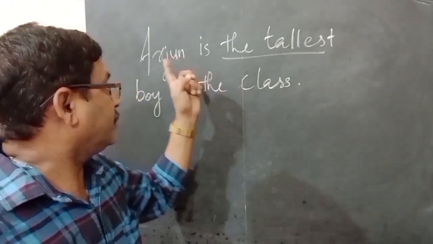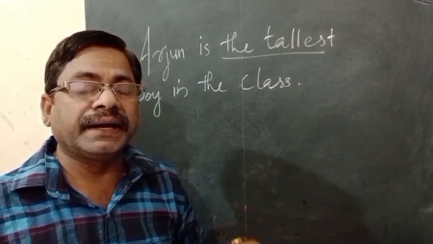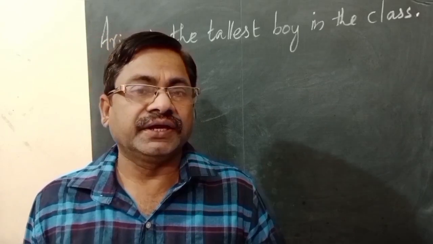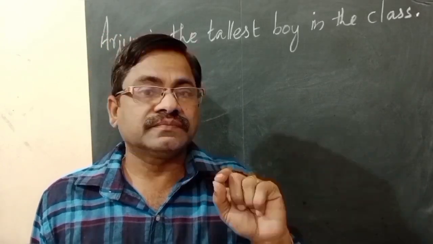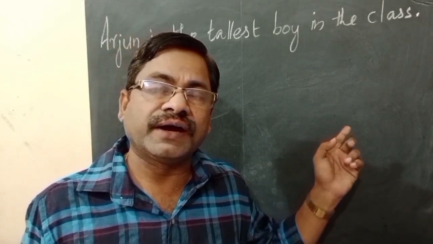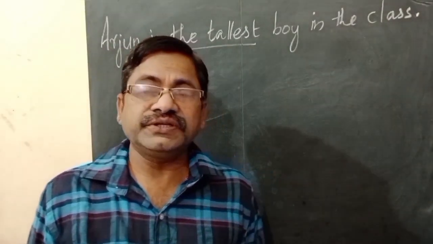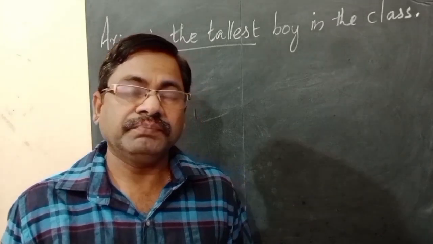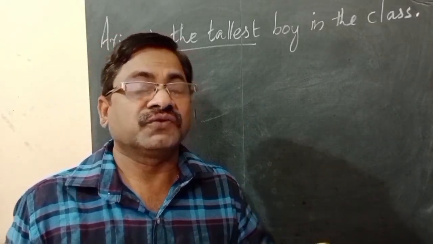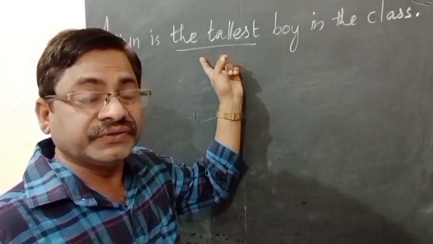So first of all, how can we change the superlative degree into comparative degree? Before changing a superlative degree into comparative degree, we have to follow certain steps. First of all, we have to underline the superlative form of adjective. What is that? The tallest. This is not necessary, this is not mandatory. But if you are doing certain steps like that, definitely you will not make any mistakes while writing the answer. Why should I underline the superlative degree including the?